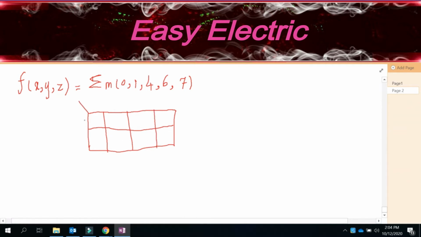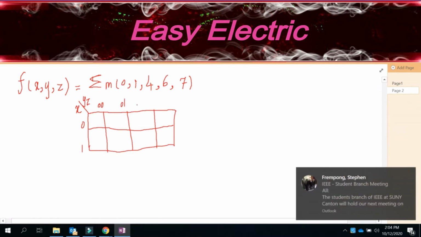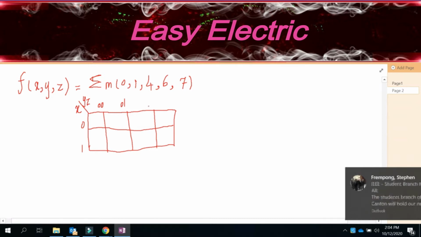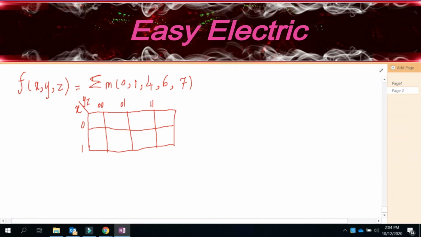So usually you put the first variable here and the 2 others on the other side. So x could be 0 and 1, and yz could be 4 different bit patterns. You put 0, 0 here, you put 0, 1 here, 1, 1 here, and 1, 0 here. Okay.